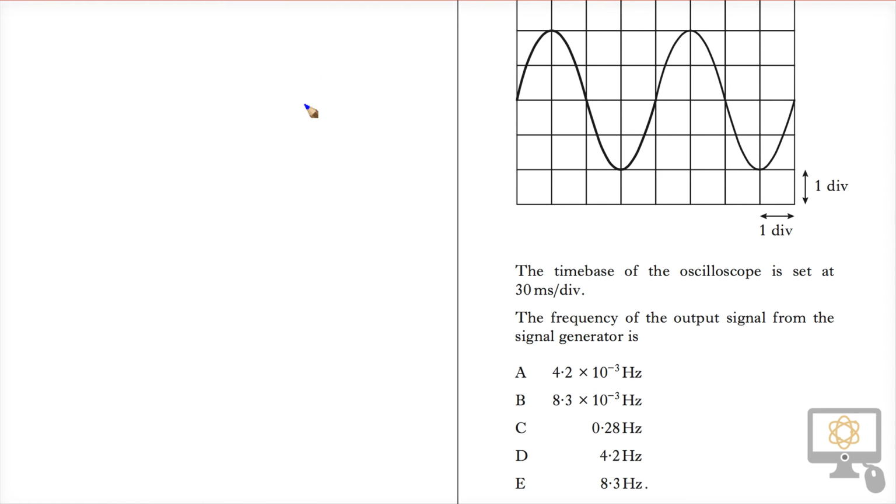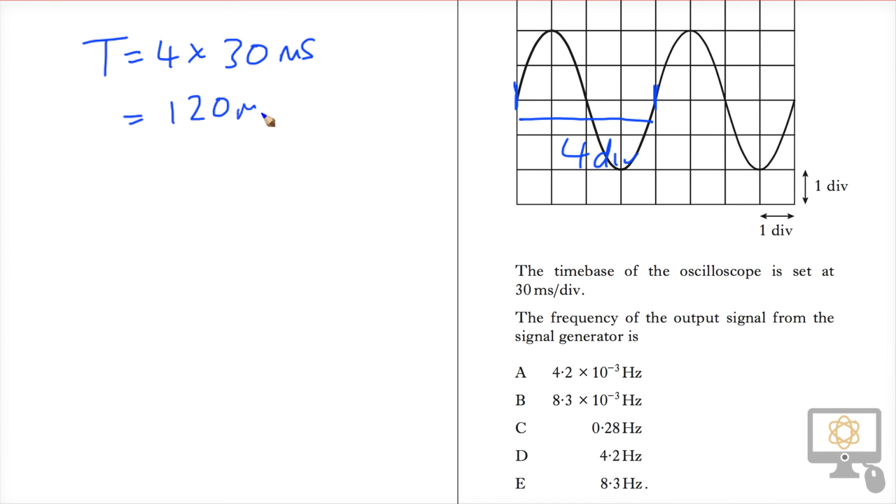So the period is the time taken for one complete wave, so maybe from there to there, and that is 1, 2, 3, 4 divisions. And the time base is 30 milliseconds per division. So that means that the period T is 4 times 30 milliseconds, and 4 times 3 is 12, so that's 120 milliseconds, or 120 times 10 to the minus 3 seconds. So that's the period there.